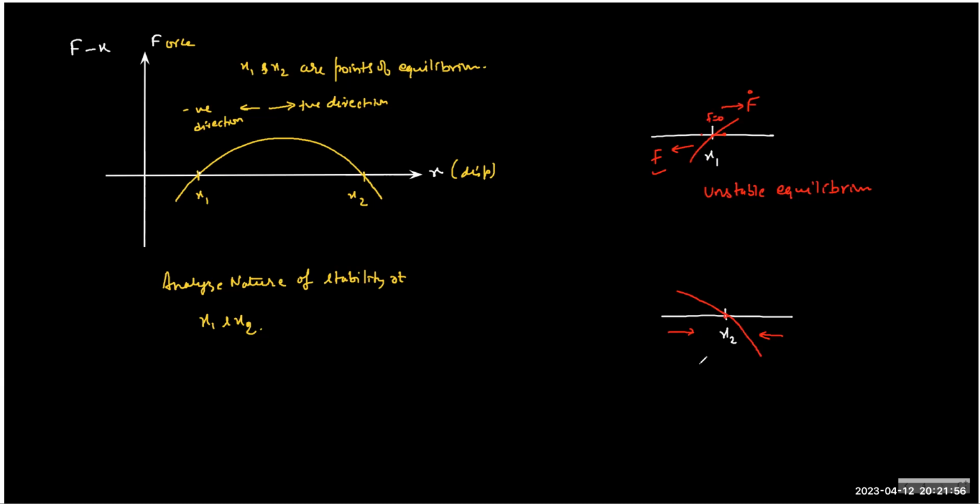So x2 represents which position? Stable. So this is stable equilibrium. Do you realize this? Yes or no? Yes. So you were thinking this point is the maximum force. How is it equilibrium? Equilibrium means force is 0, which is checked here, right? I hope this is clear now, right? Yes, sir.